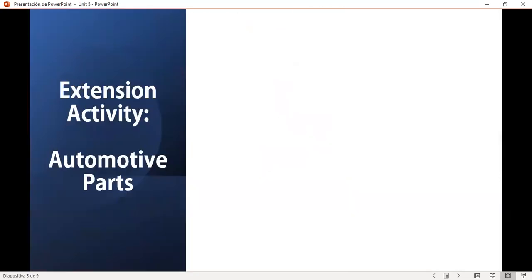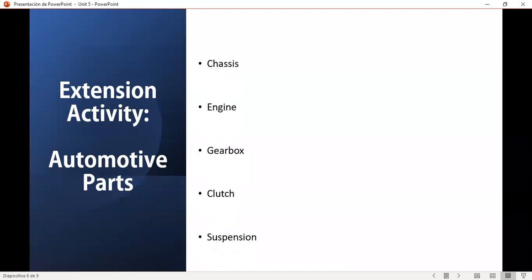Well, I'm going to explain this extension activity. It's actually easy, I think it's not difficult. The activity is going to talk about the automotive parts, the ones that we just watched in this exercise. So we have these 5 parts of a car: chassis, and we have engine. We need to take out the meaning, the definition of these words.